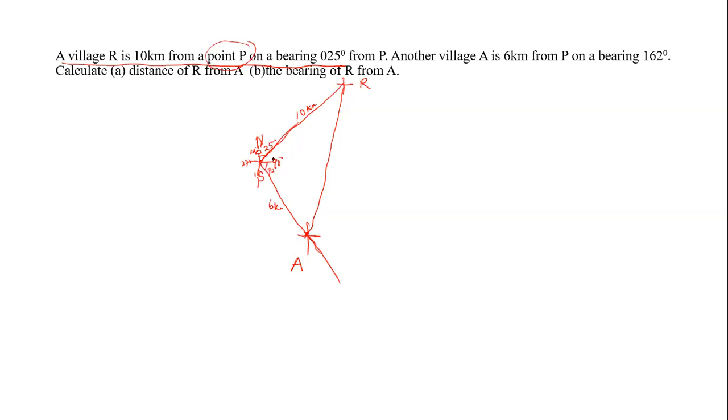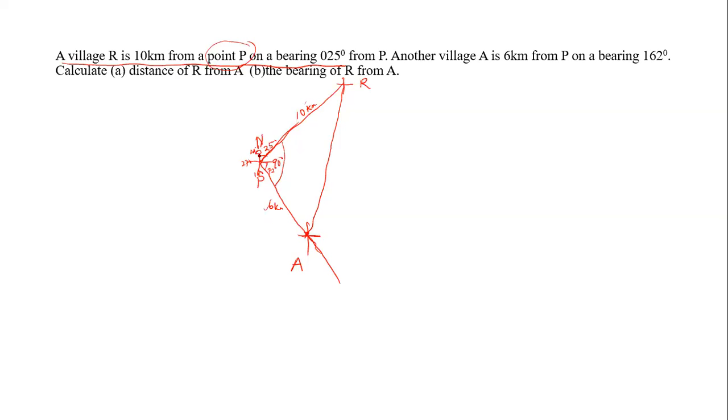So based on that now, what are those things? You can see they have given us 6 kilometers, they have given us 10 kilometers. Then another one where we are likely to have information about is this angle. Can you get that angle?